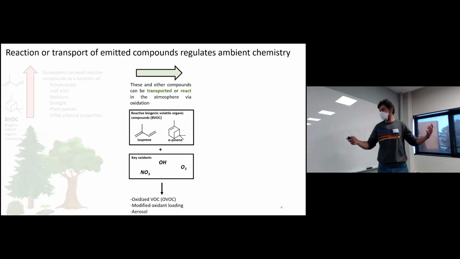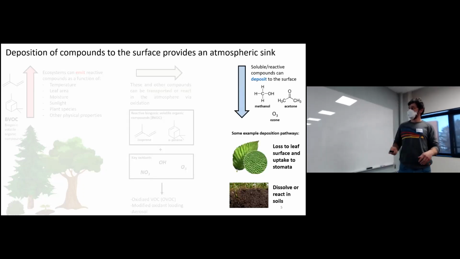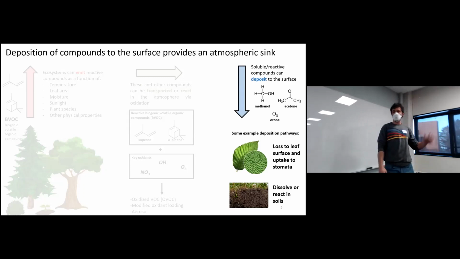So for example, isoprene and alpha-pinene are pretty common reactive BVOC, and they could react with these common oxidants, the nitrate radical, hydroxyl radical, and ozone. And they can make things like oxidized VOC, so just BVOC with oxygen. They could create aerosol or condense onto aerosol, and they could change the concentration and type of oxidants in the atmosphere. And then also soluble and reactive compounds that could deposit to the surface.